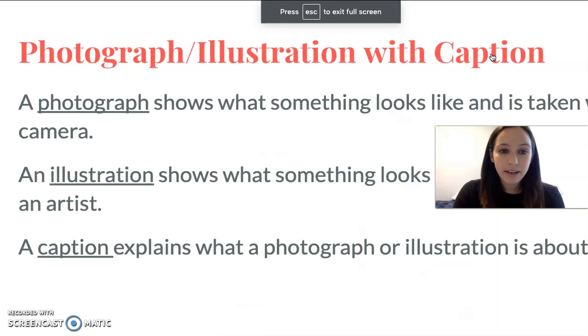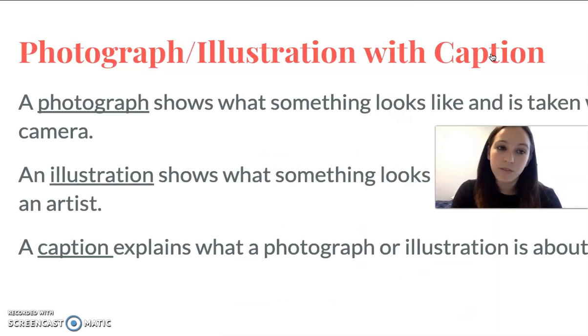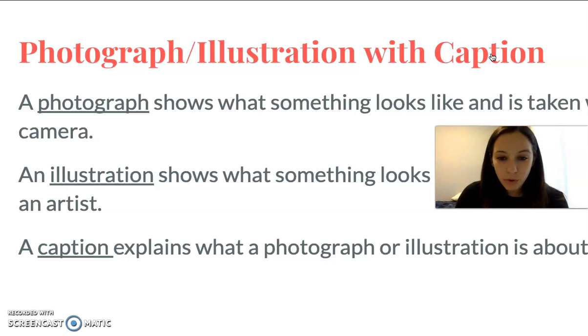All right, the last one that I'm going to leave you with is a photograph or an illustration with a caption. A photograph is what something looks like and is taken with a camera, whereas an illustration is usually a drawing, okay? But you must include a caption if you're going to include pictures, okay? A caption is something that is under the picture or above the picture, next to the picture, that explains what a photograph or illustration is about, okay?